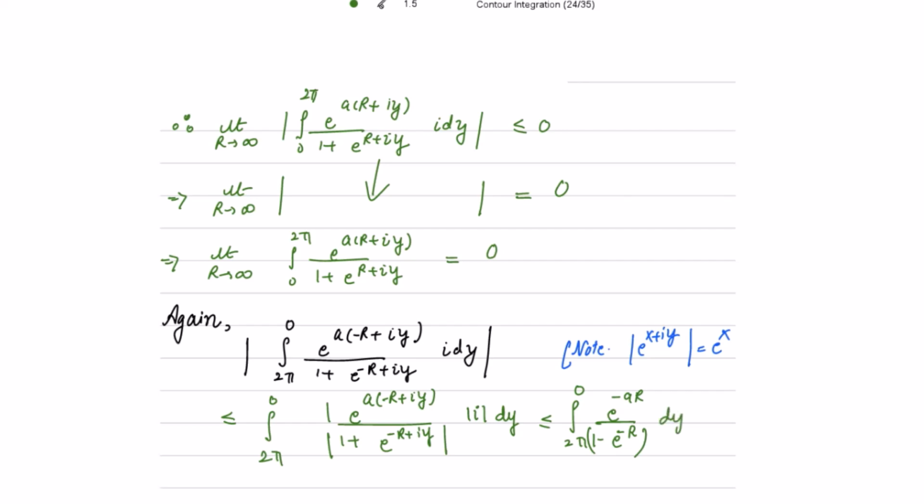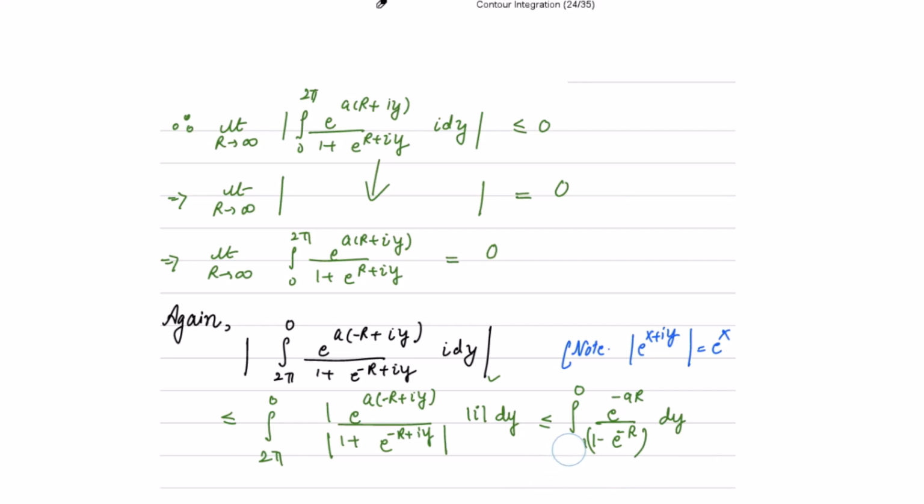So this is dy, this is constant, and integrating 1 with respect to y will give me minus 2 pi. So this is equal to, wait, you can't write this as minus 2 pi because I already have the mod, and mod can never be less than or equal to a negative quantity.